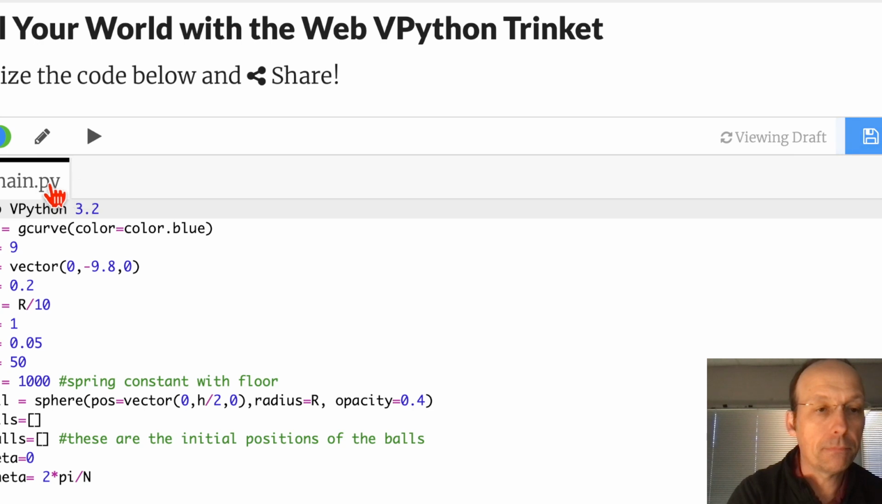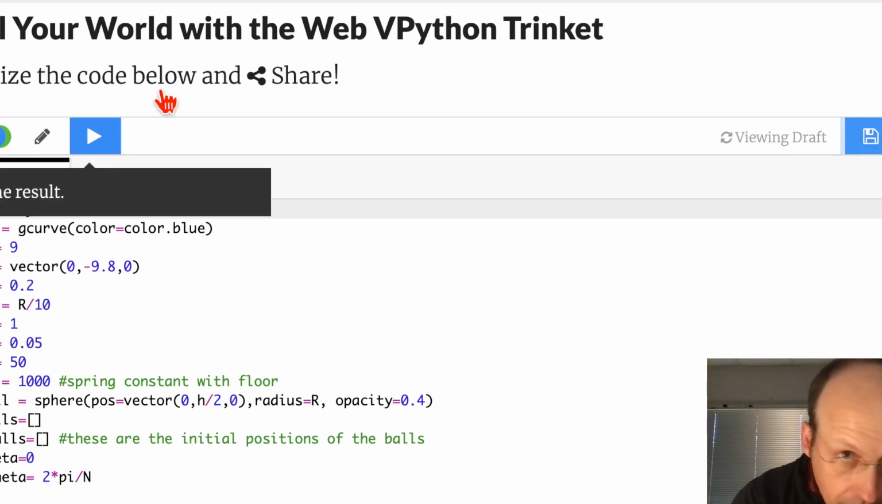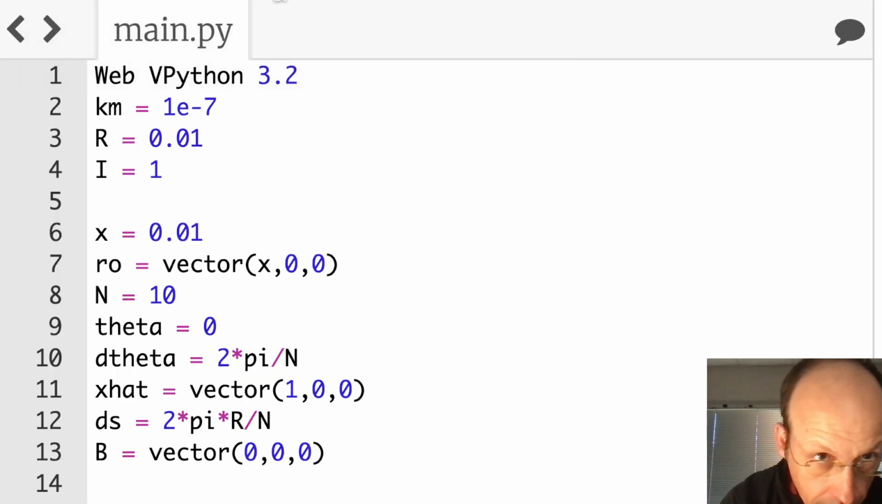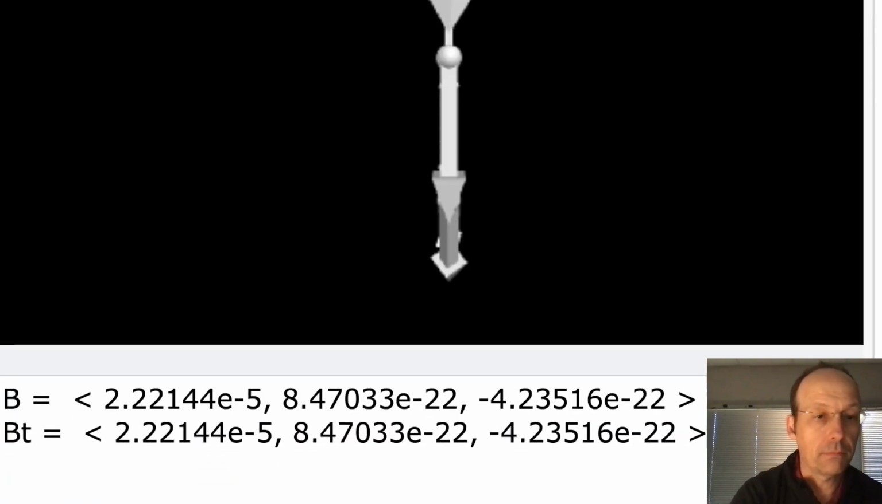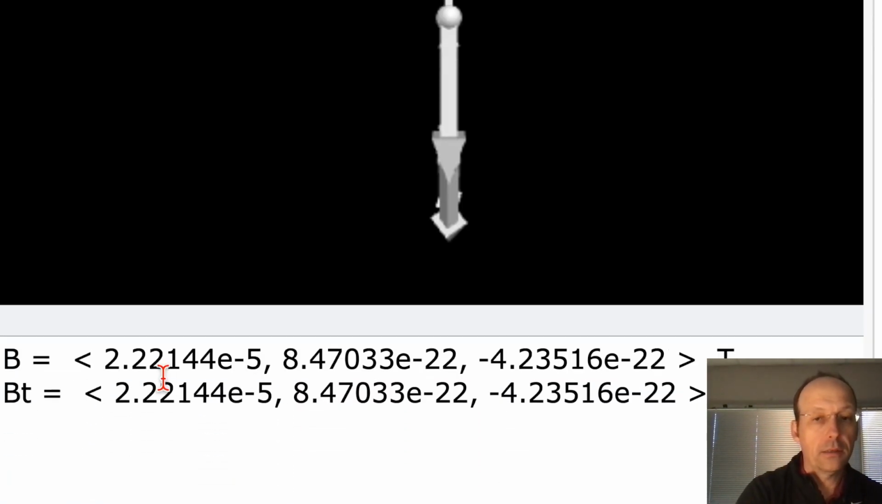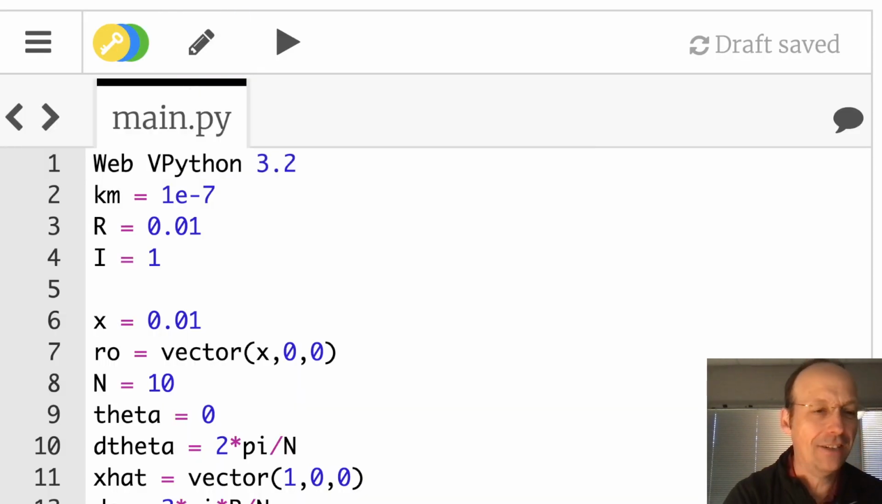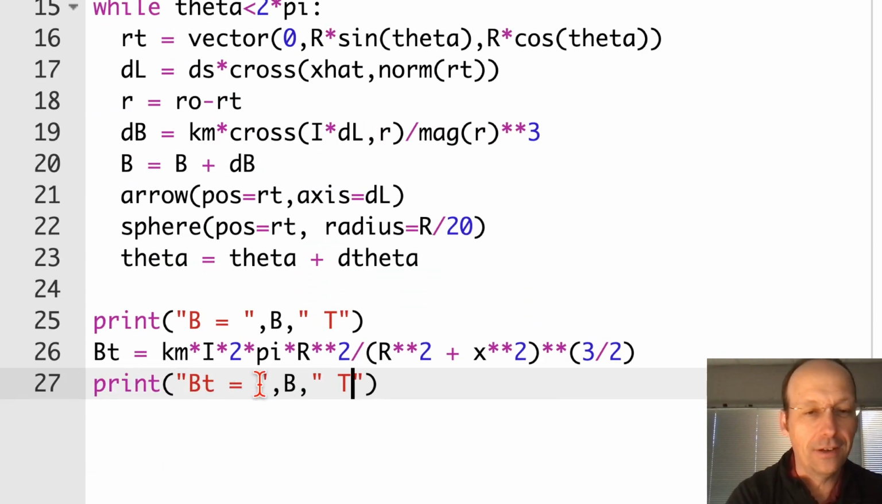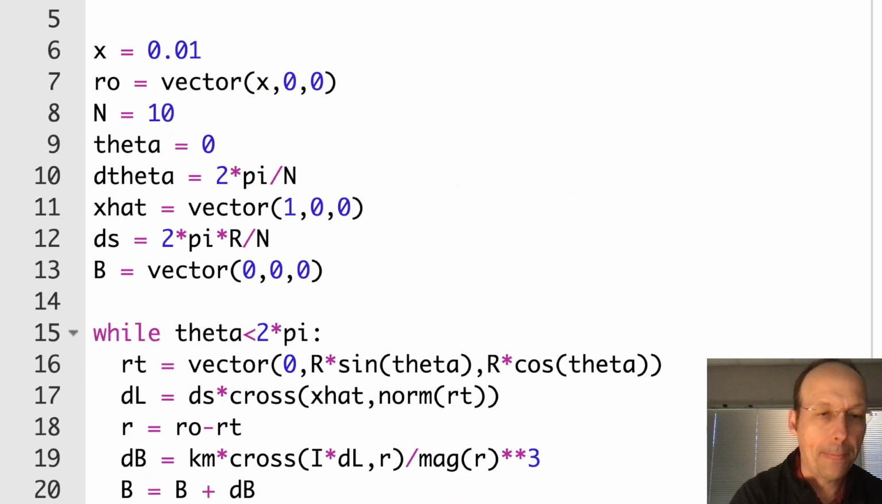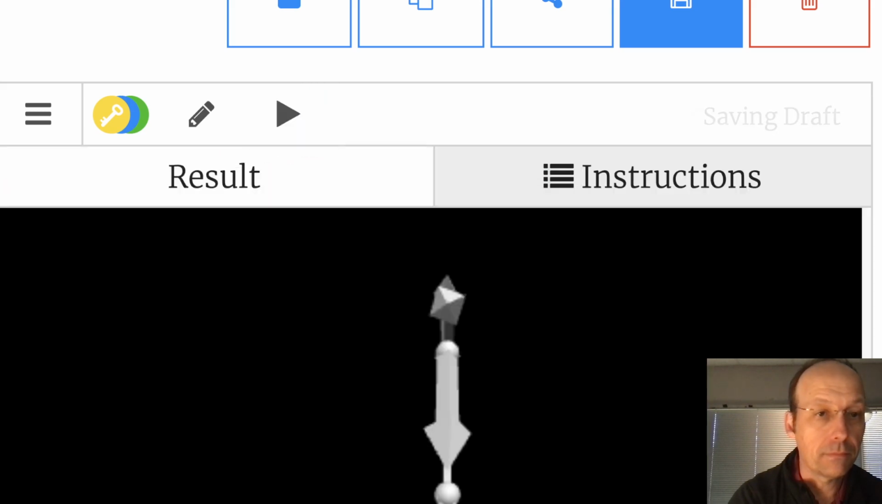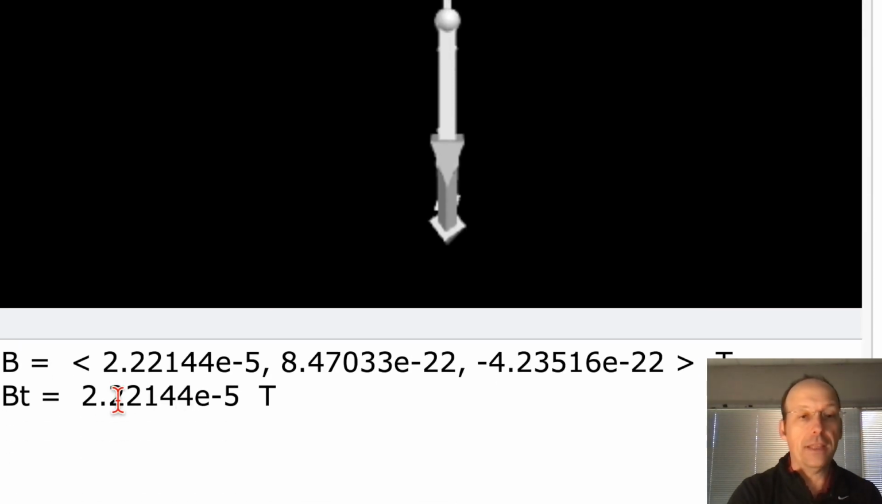Run it. Oops, what happened? Oh, I clicked the wrong button. Run it. Okay. Oh, I printed B. I didn't print BT. I was like, it's exactly the same. And it's a vector, and I didn't even calculate the vector. This is BT. So right there, very, very close. That's with n equals 10 pieces. I only broke it into 10 pieces. Okay. So it works. So that's that.